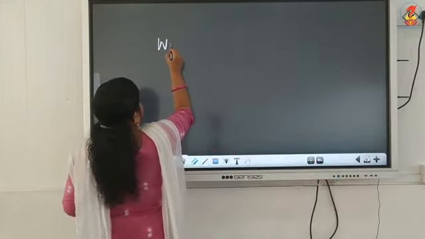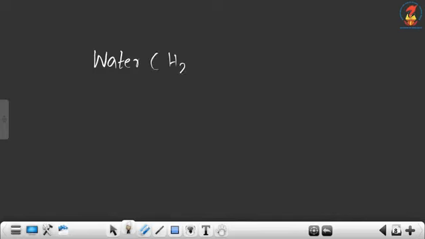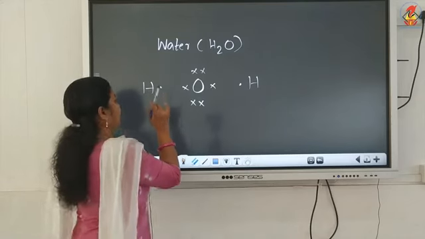Now the next one is water, H2O. So we have one oxygen atom and 2 hydrogen atoms. I will represent the outermost electrons, 2,6 configuration for oxygen. So 6 electrons of oxygen I represent with a cross sign, and 1 electron for hydrogen, which I represent with a dot. Electrons of hydrogen are represented with a dot and that of oxygen with a cross sign.